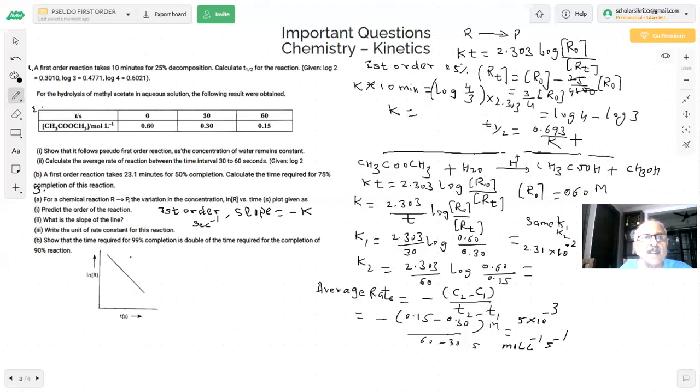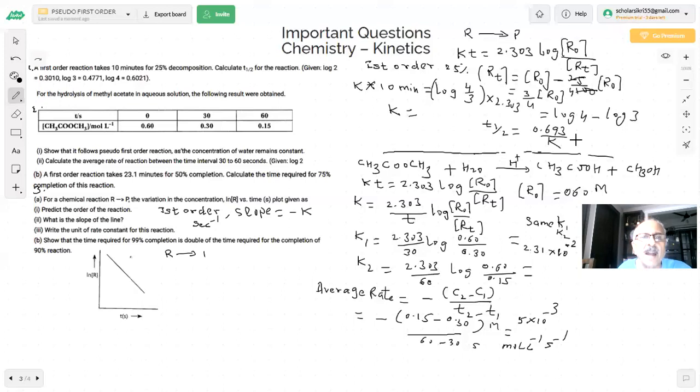Yes, sir. Show that the time required for 99% completion is double the time required for 90% completion of the reaction. Very important question. Look, this is my reaction. R goes to P. And you have to find the time required. This is the formula which we gave you. kt is equal to 2.303.